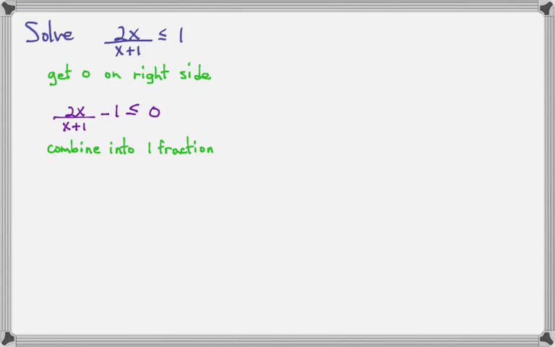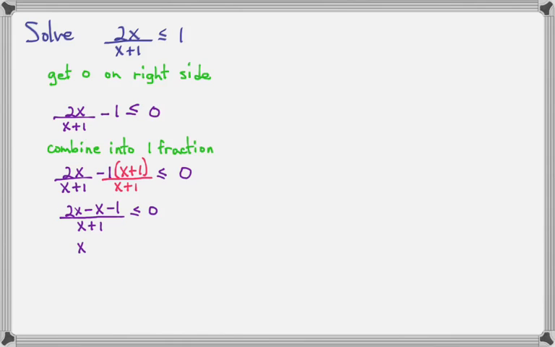So the common denominator would be x plus 1, and we'll multiply that whole number by x plus 1 over itself, and then we will distribute the negative 1. So negative 1 times x gives us negative x, negative 1 times 1 gives us negative 1. The denominator stays the same. We'll combine the like terms in the top. 2x minus x gives us 1x, and the bottom is still the same.